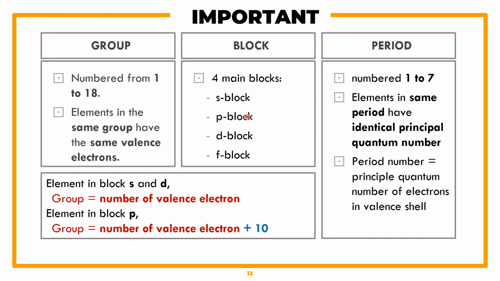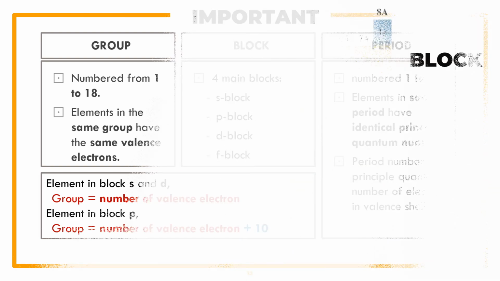There are 4 main blocks in the periodic table. We have S, P, D and F block. So basically for elements that lie in block S and D, in order to find their group, we can find directly from their number of valence electrons, because the number of valence electrons equals the group itself, okay, for elements in block S and block D. But for elements in block P, in order to find the group for that element, from the valence electrons you have to add 10.